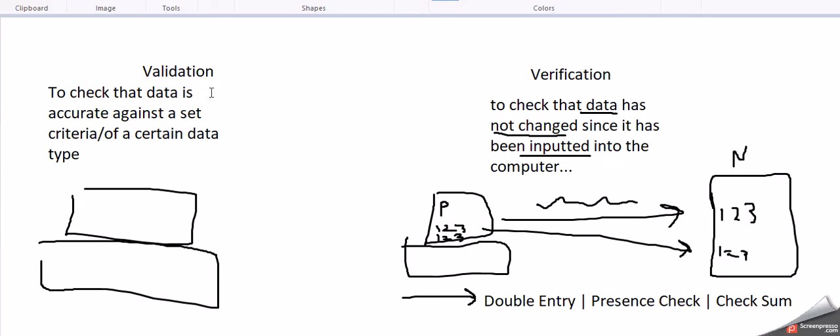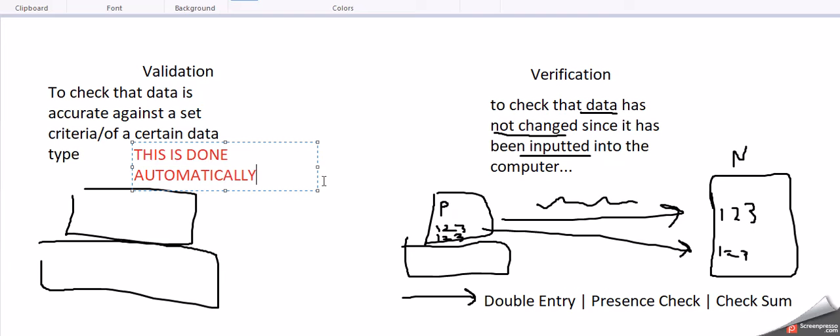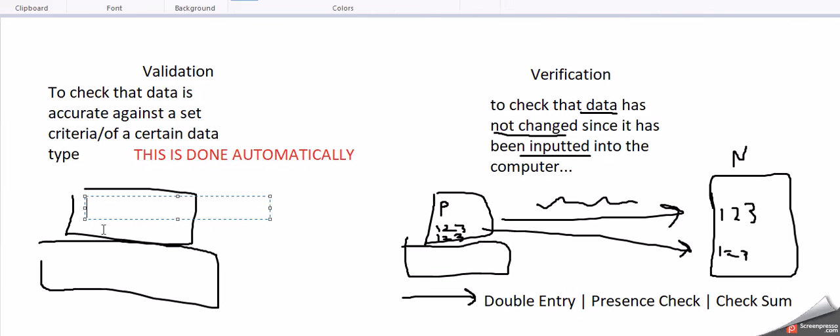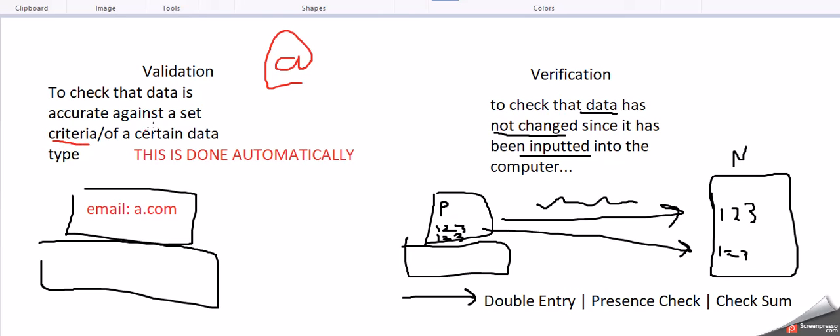To check that data is accurate, again, this is done automatically by the computer. So if I was to type in my email address, and I have to do it like this, a.com. There'll be an automatic validation check. Does this meet my criteria of what I need for an email address? So I'm the owner of a company. What would be the rule of an email address? Well, it must have an @ sign. That'll be my criteria. Does it meet that? No, it doesn't. Do it again.